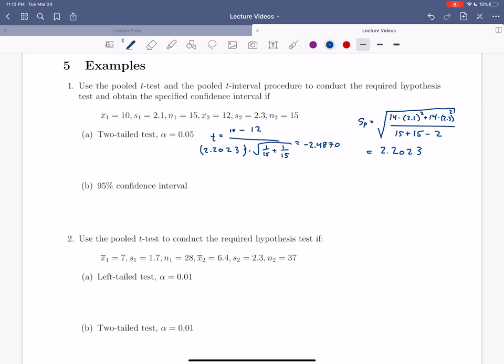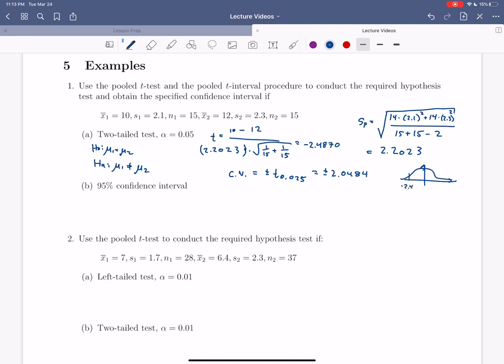Remember that this is a two-tailed test, so that means, of course, our null hypothesis is always that the two population means are equal. Our alternative hypothesis, if it's two-tailed, means that they're not equal. And what remains now is to figure out our critical values. Our critical values are going to be the cutoffs, where we're going to have plus or minus t sub 0.025. We have 28 degrees of freedom, so that's going to work out to plus or minus 2.0484.